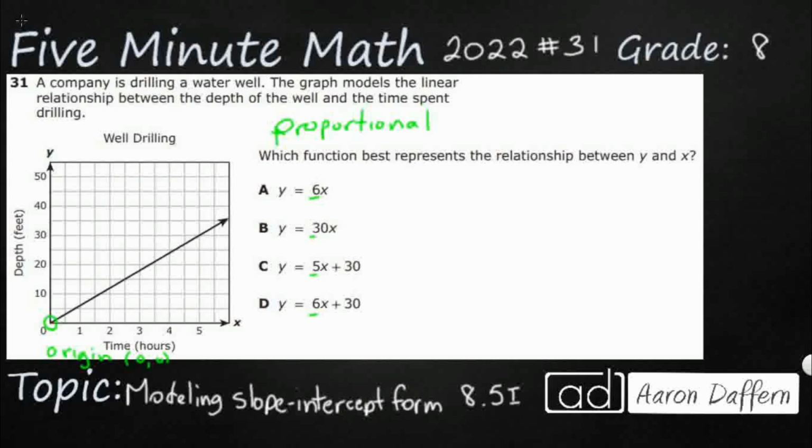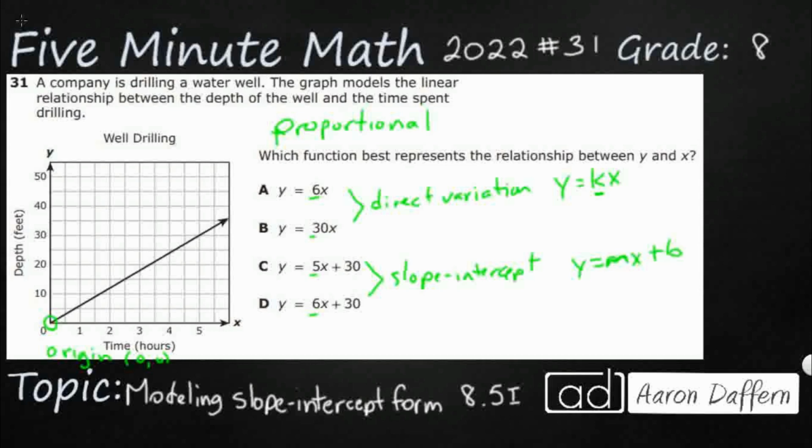And take a look. We've got these two answer selections right here that are direct variation. So that means we've got y equals kx, just looking for this constant of proportionality. These two answers here are in slope-intercept form, which means we've got y equals mx, which is the same as the direct variation. They just change the m to the k, which is fine.